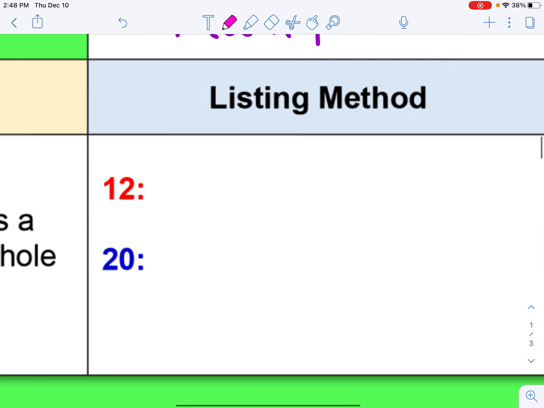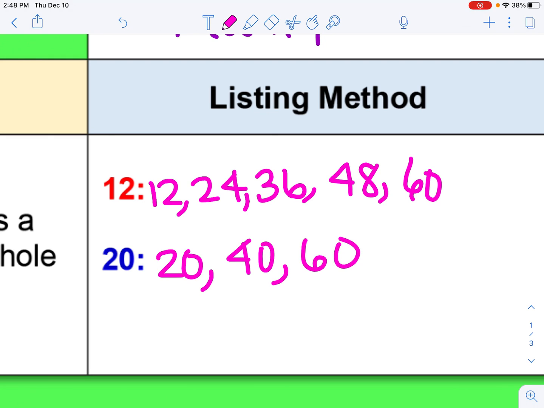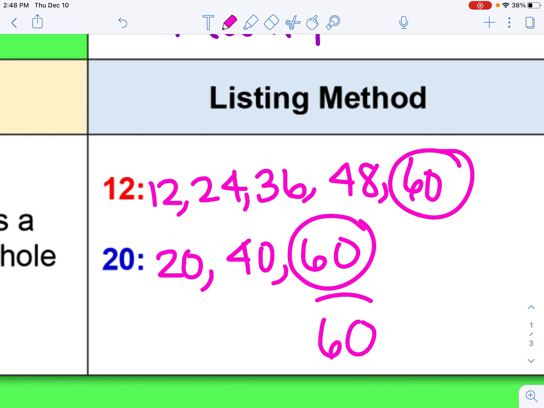So now let's do the listing method for 12 and 20. Let's count by 12s. 12, 24, 36, 48, 60. Now let's count by 20s. 20, 40, 60. Oh, I see one that they share. They both share 60, so our least common multiple is 60.